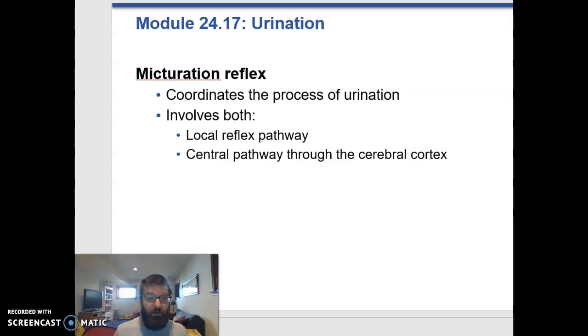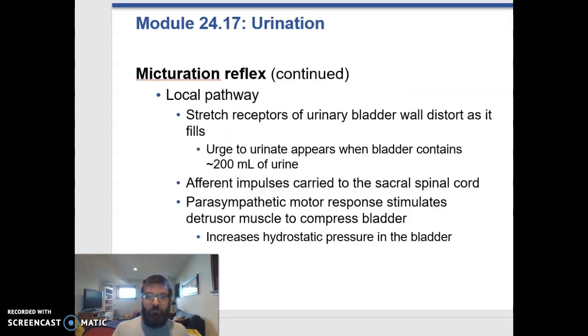Urination is a fancy word for peeing, but an even fancier word for urination is micturition. And so the reflex that governs when you pee and when you don't pee is called your micturition reflex. Again, this is a lot like your feces storage and elimination. You have a local reflex pathway and a central nervous pathway. The local reflex pathway literally just is the stretching of the bladder. When you stretch a certain amount, it causes the internal urethral sphincter to relax and the detrusor muscle to compress, and that increases the pressure in your bladder and causes you to pee if you didn't have an external urethral sphincter, which fortunately you do to hold it.